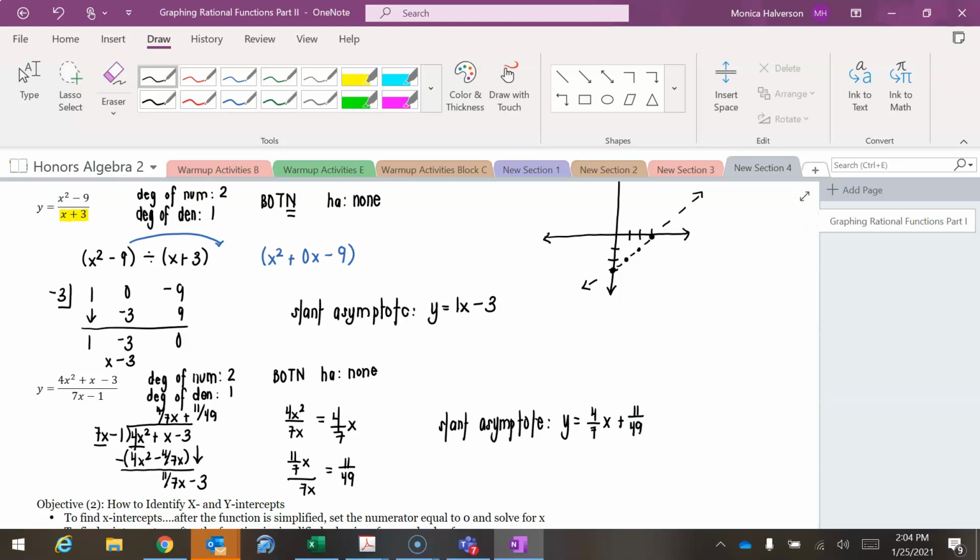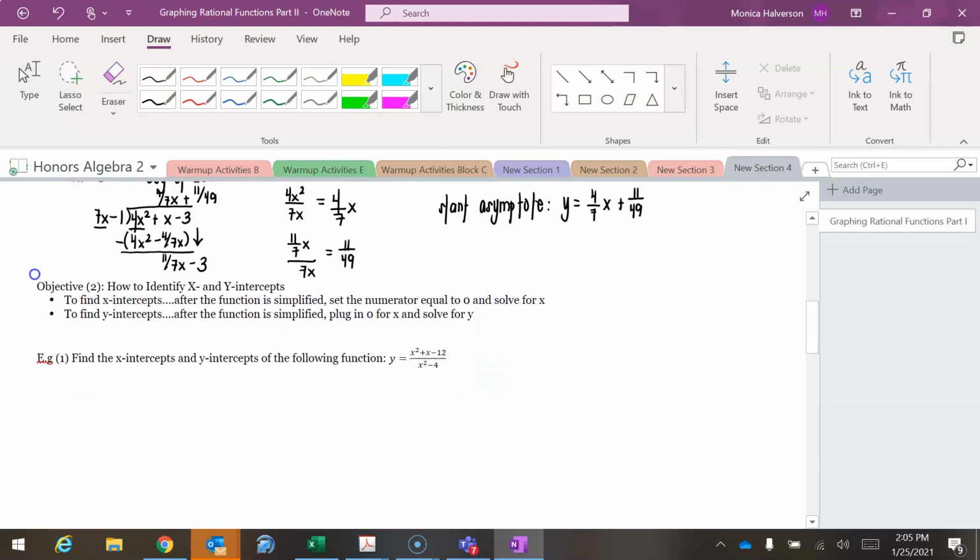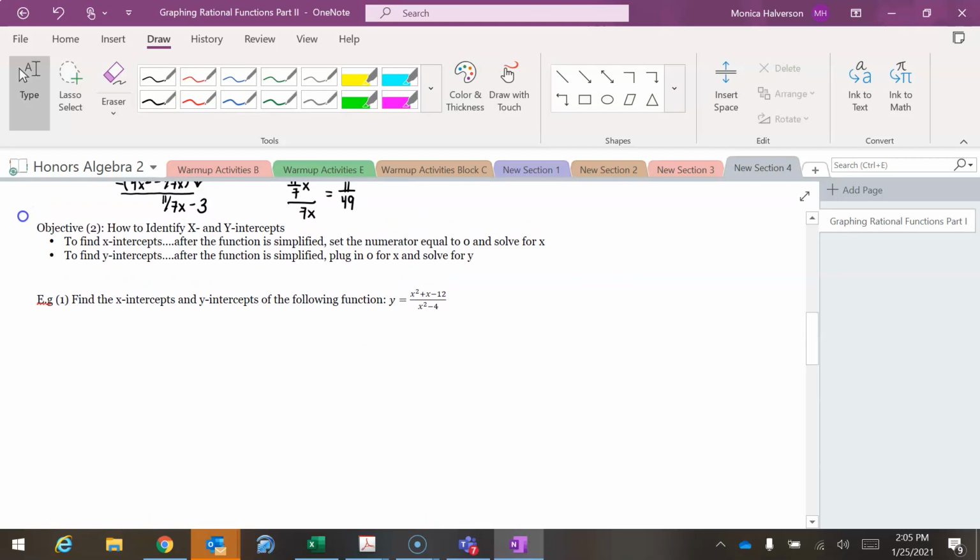Okay, so now that we've spent time recognizing how to identify the horizontal asymptotes, how to graph the horizontal asymptotes, how to graph slant asymptotes and find them, we're going to talk about the next component. And the next component we need to talk about is identifying the x and the y intercepts. Now, to find the x-intercepts, after the function is simplified, you're going to set the numerator equal to 0 and solve for x. To find the y-intercepts, after the function is simplified, you're going to plug in 0 for x and solve for y.